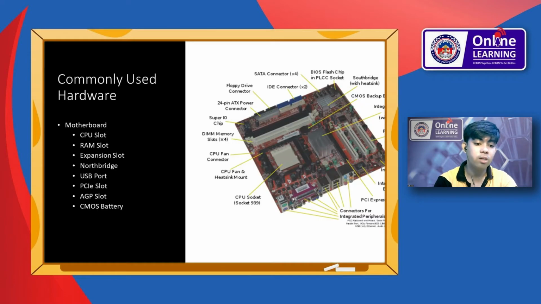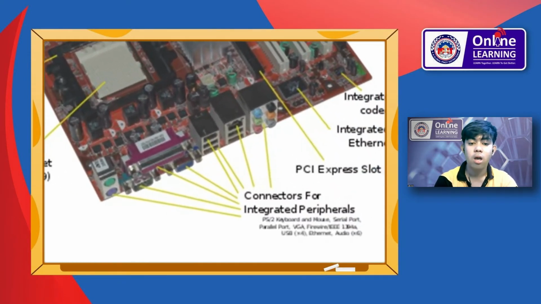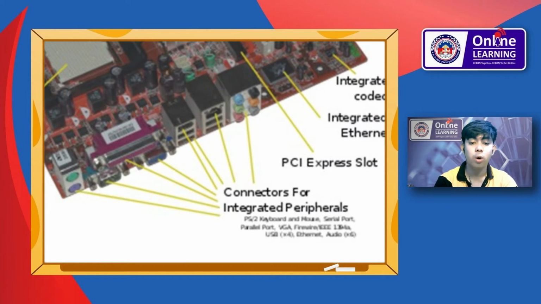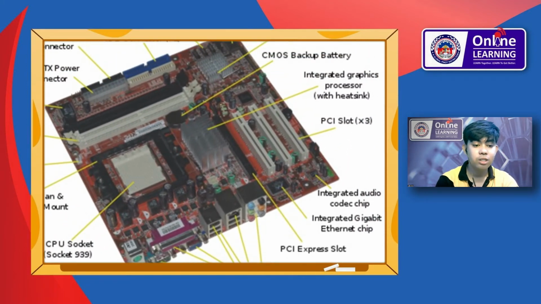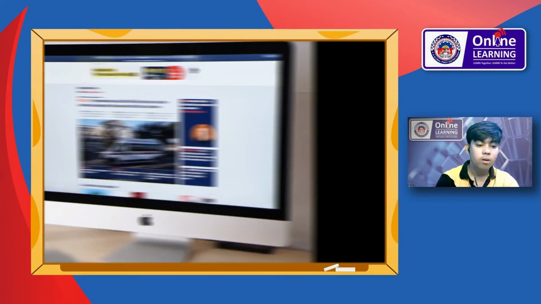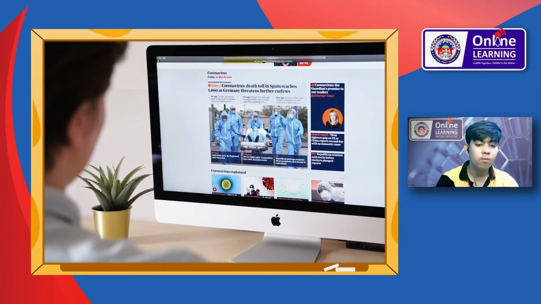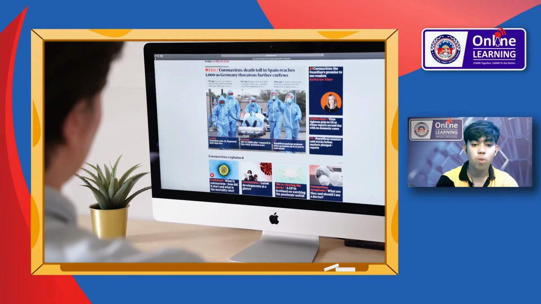After the North Bridge, we have the USB port. The USB port allows you to connect hardware devices like a mouse and keyboard to your computer. We also have here the PCIe slot, AGP slot, and the CMOS battery. Next class, we will define what is a monitor.